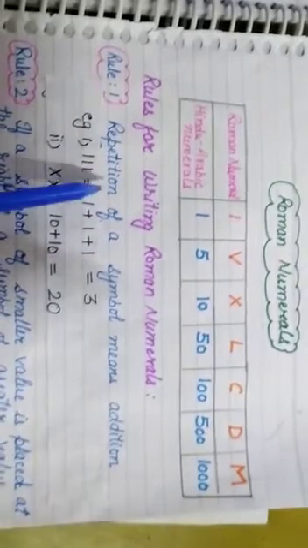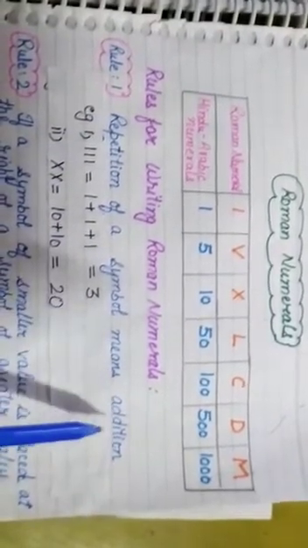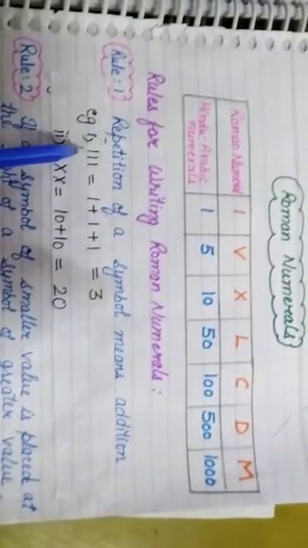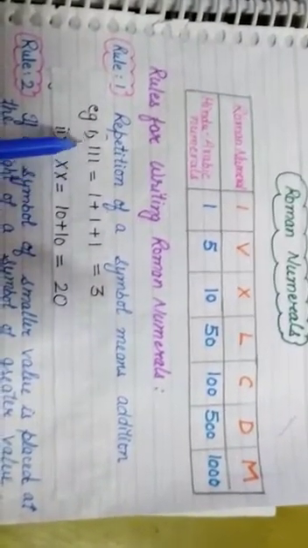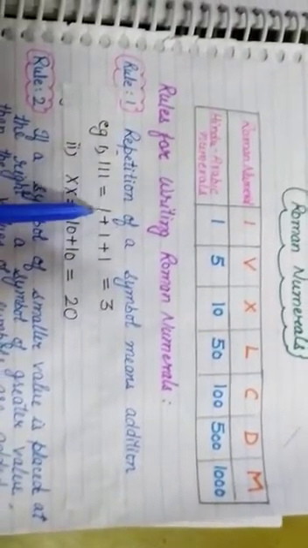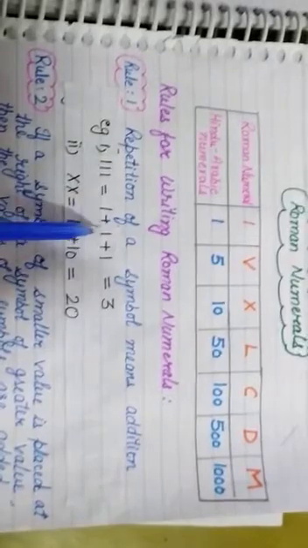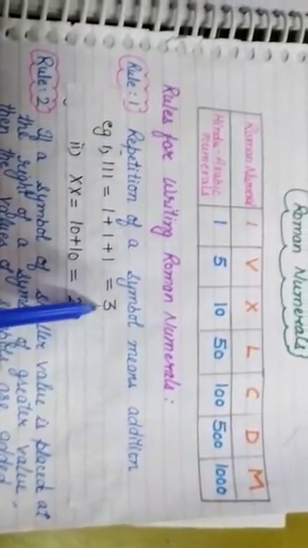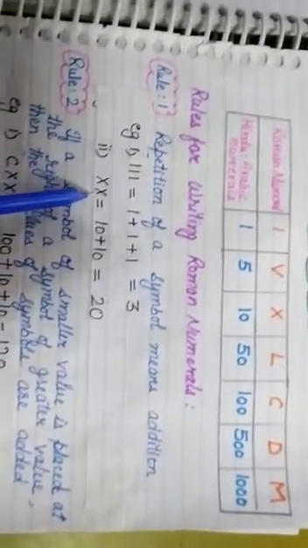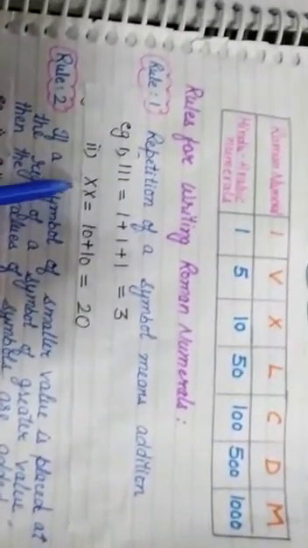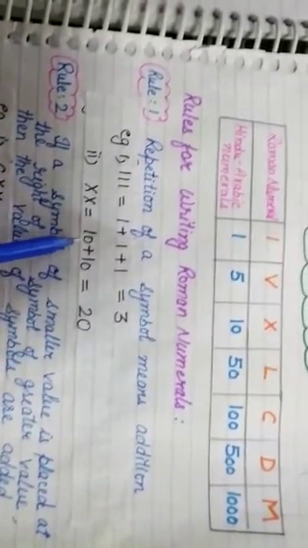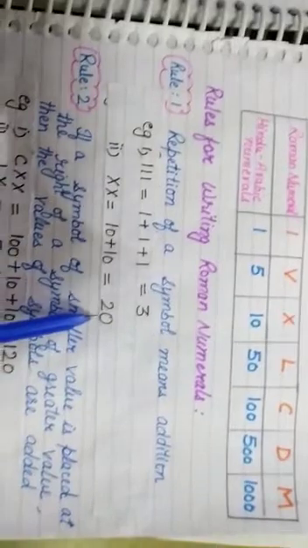Rule number 1, repetition of a symbol means addition. Now take one example. This is III. In this, symbol I repeats 3 times. Symbol I is equal to 1. So we can add here: 1 plus 1 plus 1 is equal to 3. Take another example, XX. In this, symbol X repeats 2 times. X is equal to 10. That is equal to 10 plus 10 is equal to 20.